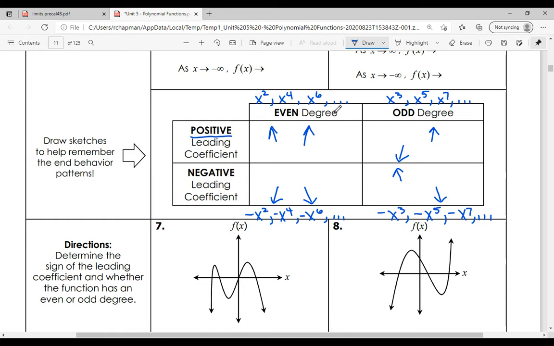So, even degree has the infinity arrows pointing in the same direction. They either both point up if the leading number is positive, they both point down if it's negative. Odd, opposite directions, positive odd do this, negative odd do the exact opposite. Make sense?